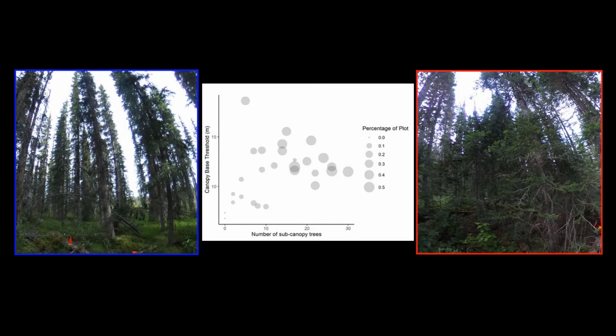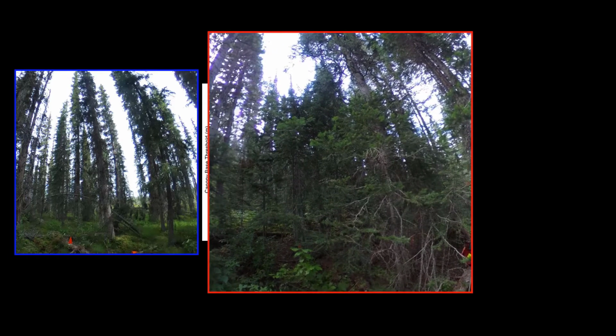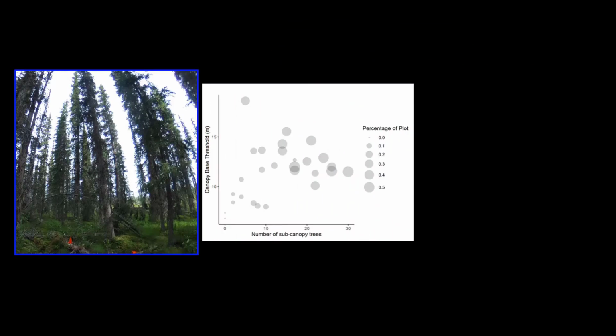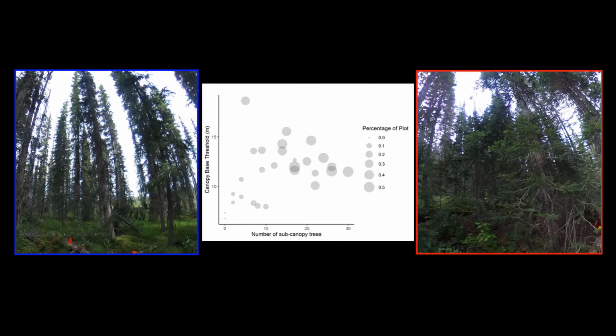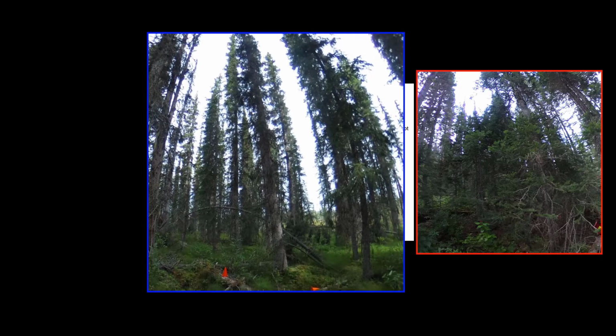This graph shows the variation of the selected plots. On the x-axis, we have the number of sub-canopy trees per plot, and on the y-axis, the canopy base threshold. The red plot has a relatively high base threshold and a large number of sub-canopy trees. This is an example of what this plot looks like. Contrarily, the blue plot has a relatively lower canopy base threshold and a smaller number of sub-canopy trees total. This is an example of what this plot would look like.